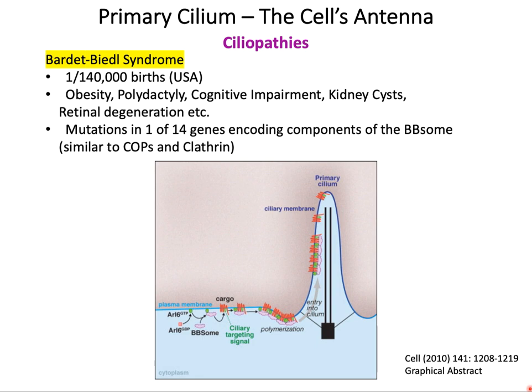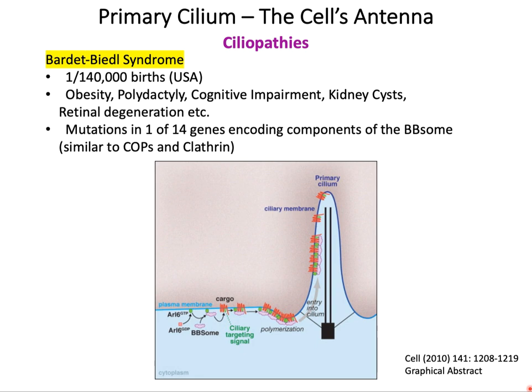The other genetic disorder that I want to mention is the Bardet-Biedl syndrome. It is much rarer than autosomal polycystic kidney disease. It affects about 1 in 140,000 live births in the US. It has an enormous array of symptoms that include obesity, polydactyly, which is extra digits, extra fingers and extra toes, cognitive impairment, kidney cyst, retinal degeneration, and I put etc. here because the list of symptoms is a mile long.